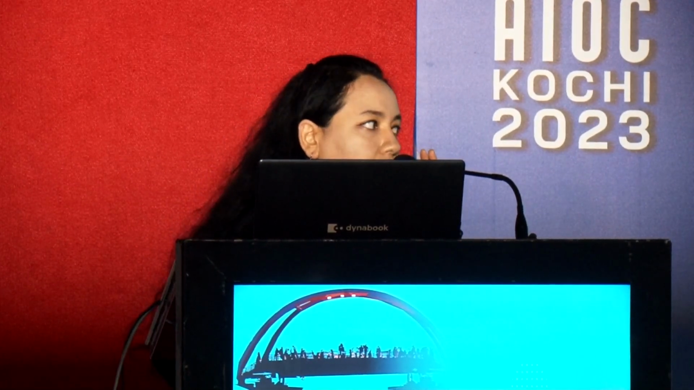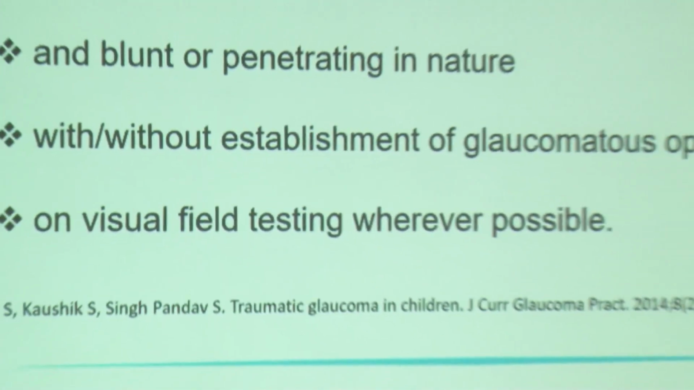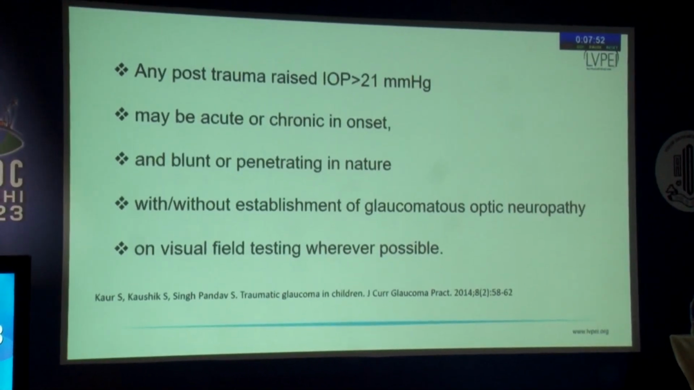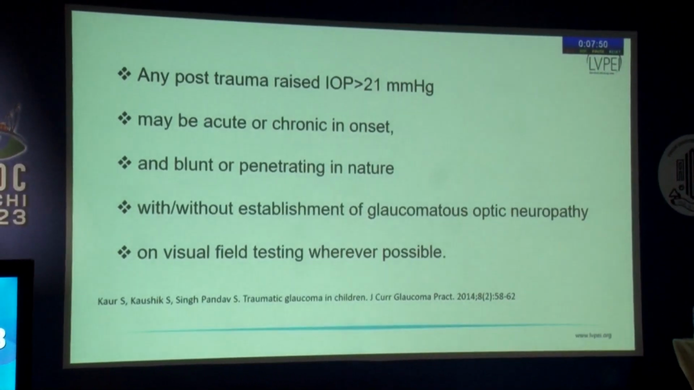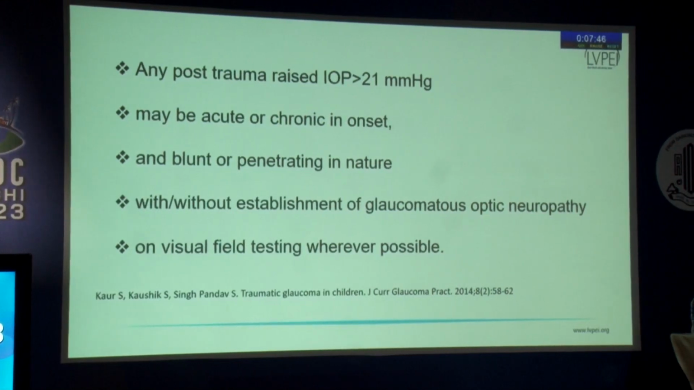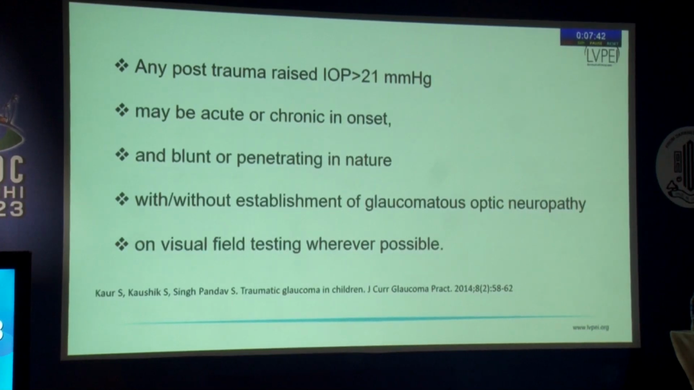Good morning, everyone. Thank you, Devesh sir, for this opportunity. So, I'd like to just define post-traumatic glaucoma. It is any post-trauma raised IOP of more than 21 mmHg, which can be acute or chronic, and after blunt or penetrating trauma, with or without establishment of glaucomatous optic neuropathy, and if visual field testing is possible, depending on this as well.